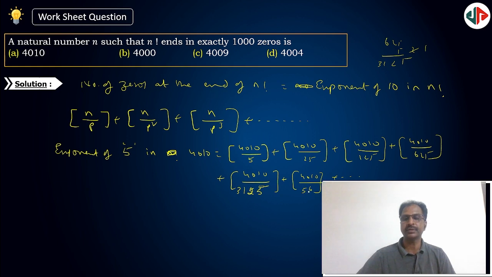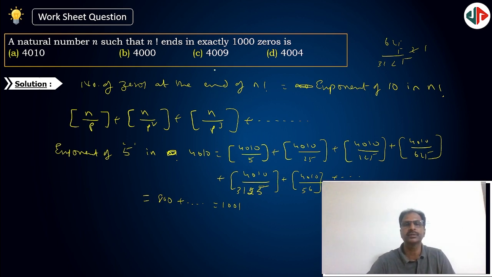4010 by 15,625 will be 0 point something. So floor of 0 point something is 0. So no need to find. If we simplify all this, 4010 by 5 means 800 point something. Floor of 800 point something is 800. Floor of 4010 by 25. Like that, if you go on simplifying, you will get 1001 here.